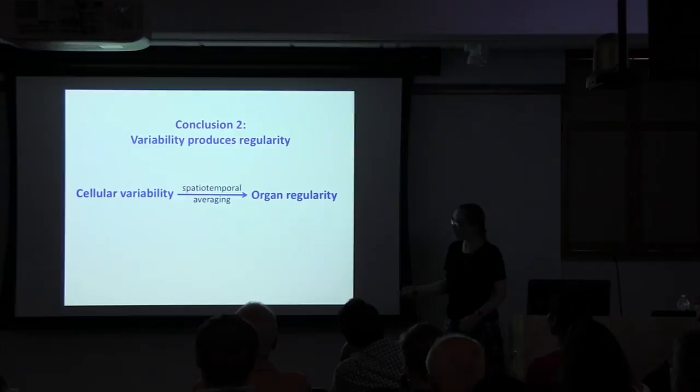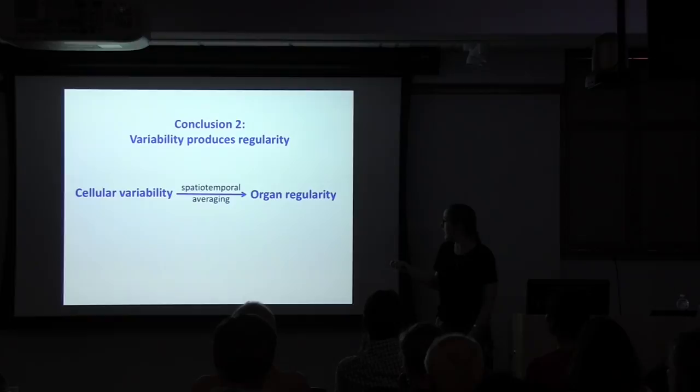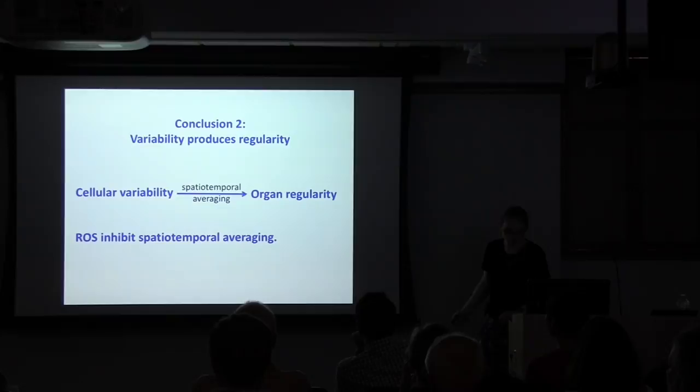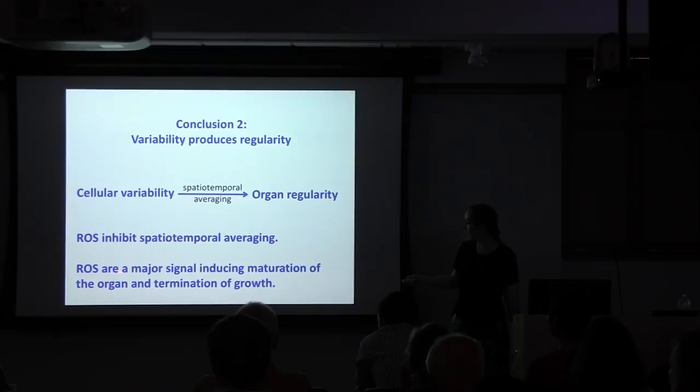So to conclude, we found that variability produces regularity, which is really kind of a remarkable thought. Cellular variability undergoing spatial temporal averaging gives rise to organ regularity. Reactive oxygen species inhibit spatial temporal averaging, and they seem to form a major signal inducing the maturation of the organ and termination of growth.